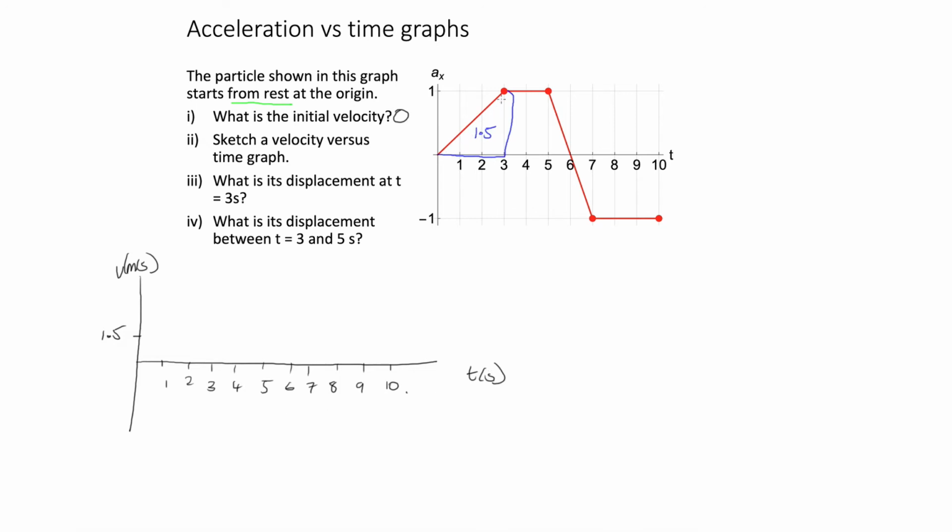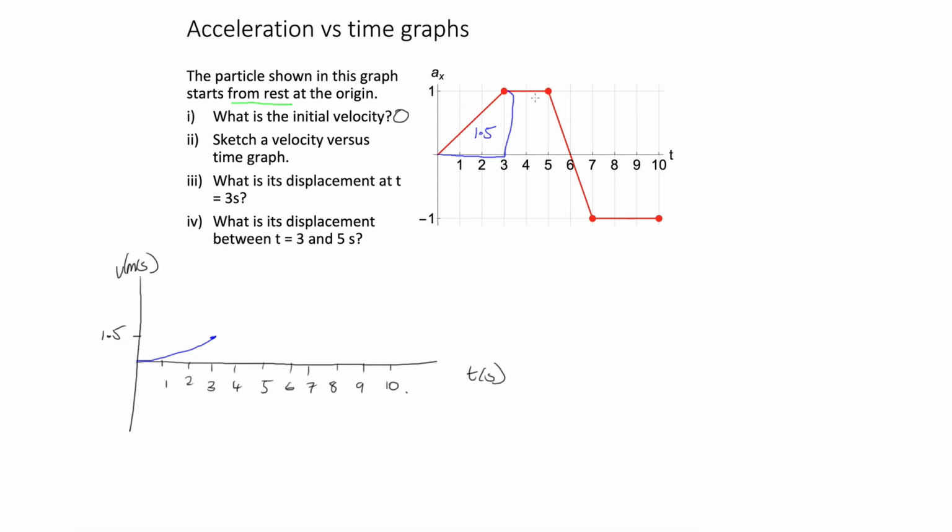And because the acceleration's changing at a constant rate, we've got this gradient here. The velocity versus time graph is going to be a parabola. So that's exactly the same as when we had a velocity time graph and we were drawing the displacement graph. We ended up with a parabola. So here's a parabola.